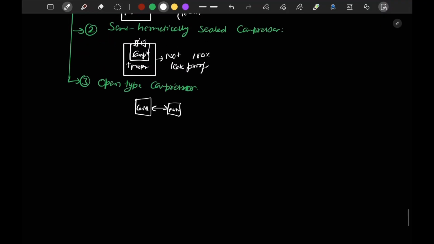Now we will see what the clearance volumetric efficiency term is. What is volumetric efficiency? So let's assume a reciprocating compressor. If we draw a PV diagram for a reciprocating compressor, let's say this is our pressure axis, this is our volume axis, and let's say there are two pressures.